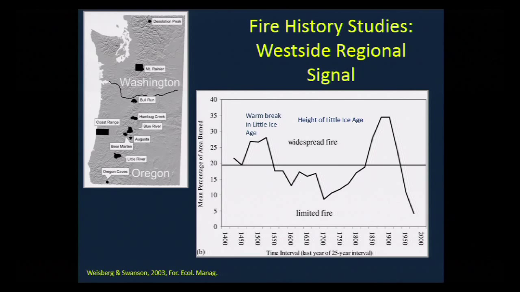Those periods of high fire activity are also linked with warm periods historically, with a warm break in the Little Ice Age being linked at least with some of the high fire activity in the 1400s, and then a warming period in the 1800s. Another thing to note is that there was a relative lull in the 1600s and the 1700s across the west side that is probably somewhat influenced by the height of the Little Ice Age during that same time period.